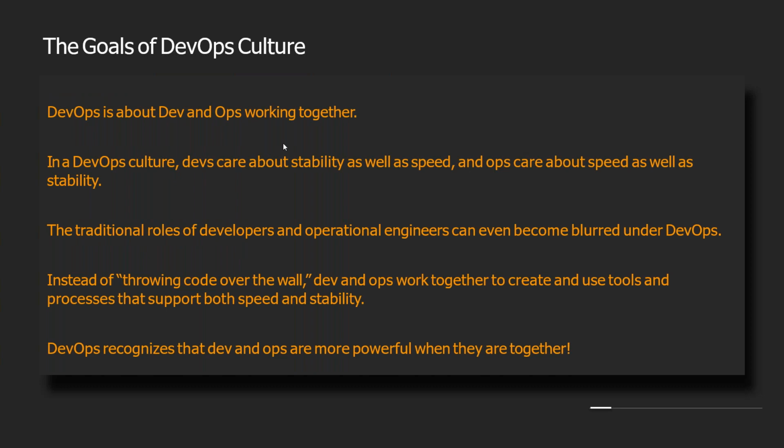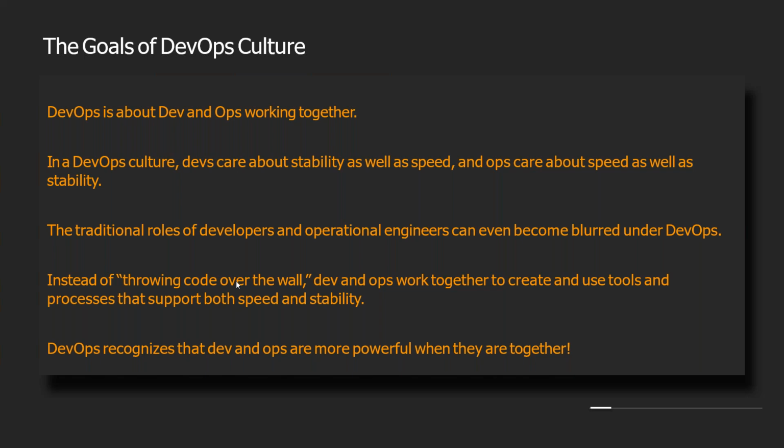So DevOps is about dev and ops working together. You hear this a lot, guys. We talk about dev and ops talking to each other, working together, collaborating with each other. That's the main focus, by the way. In a DevOps culture, devs care about stability as well as speed, and ops care about speed as well as stability. The traditional roles of developer and operations engineer can even become blurred under DevOps. Instead of throwing code over the wall, dev and ops work together to create and use tools and processes that support both speed and stability.